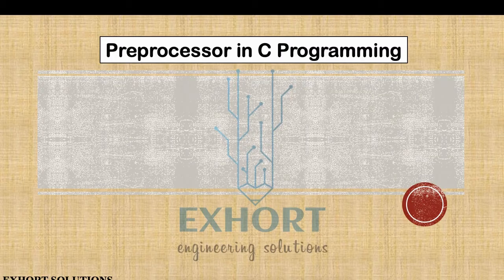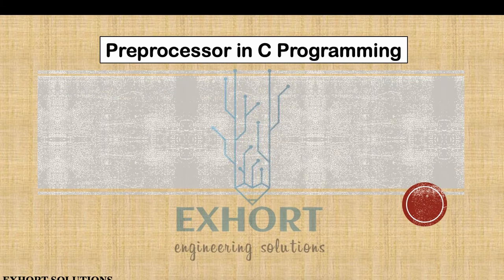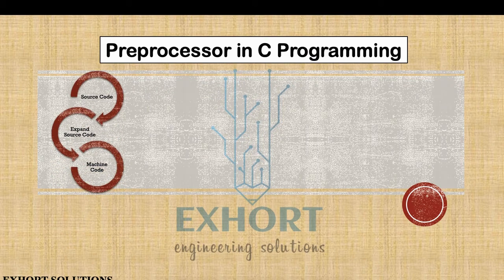Preprocessor in C programming. Okay, so hash include is called a preprocessor directive. Preprocessor replaces text with actual content. It replaces before the compilation process. Okay, so first the source code. The source code is converted to the expanded source code with the help of preprocessor.